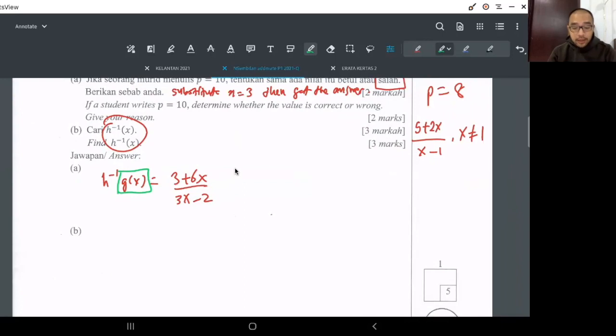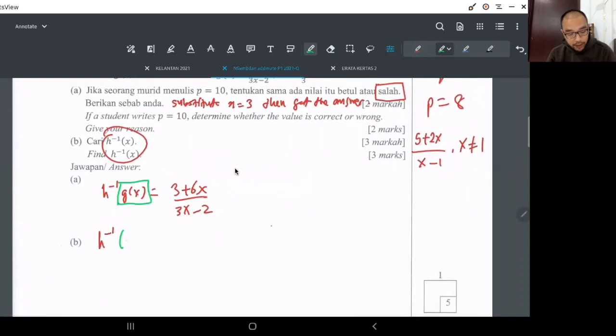The first step is to put in the g(x). So h inverse of, and I'm going to put g as 3x minus 1, equals (3 plus 6x) over (3x minus 2).